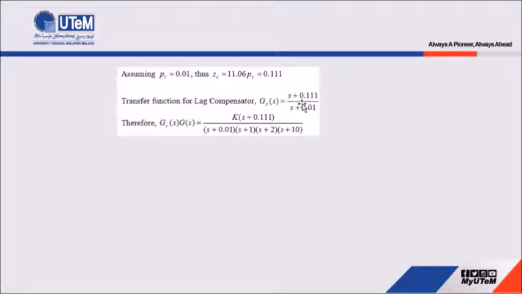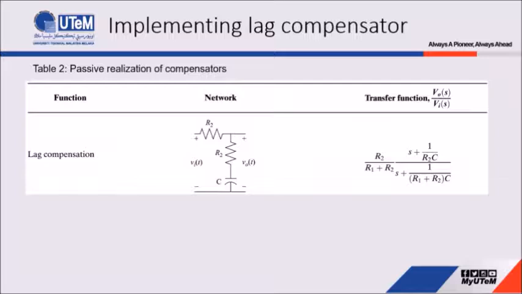The transfer function for the lag compensator that we have designed is Gc equal to (s plus ZC), where ZC here is 0.111, divided by (s plus PC), where PC we choose 0.01. And then we cascade it with the plant, and the overall transfer function becomes Gc G(s) equal to K times (s plus 0.111) divided by (s plus 0.01) times (s plus 1) times (s plus 2) times (s plus 10).